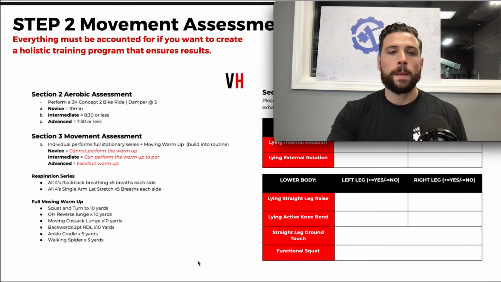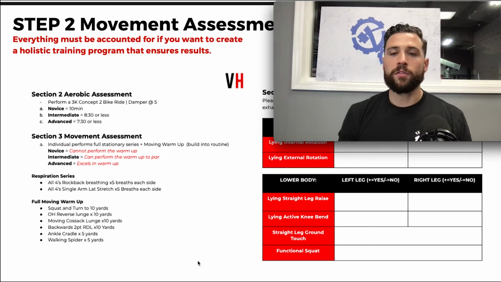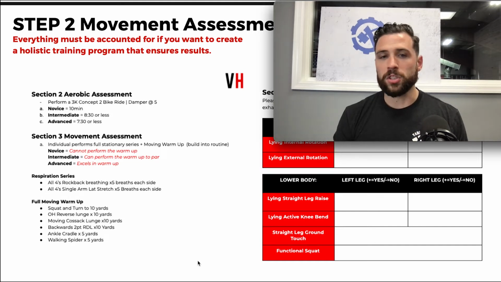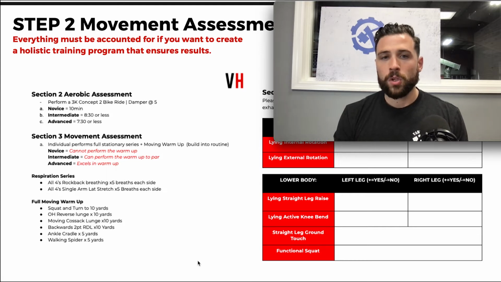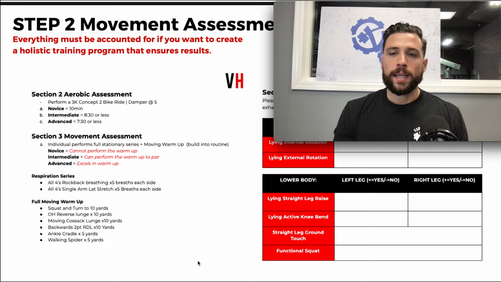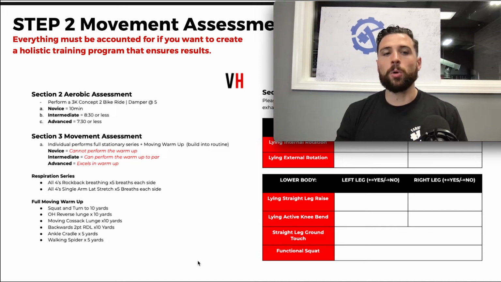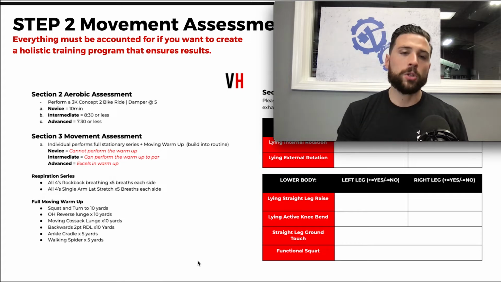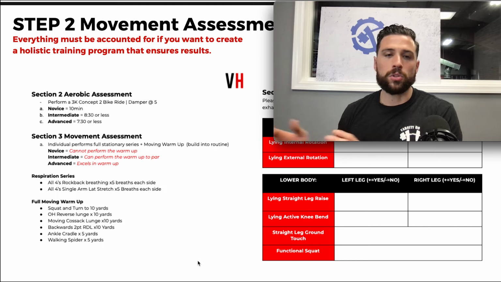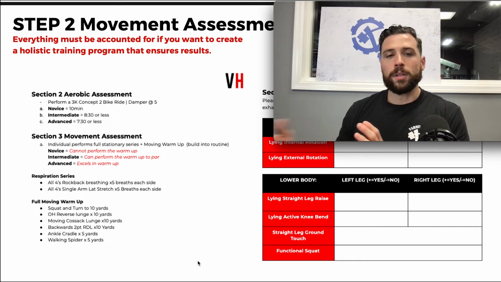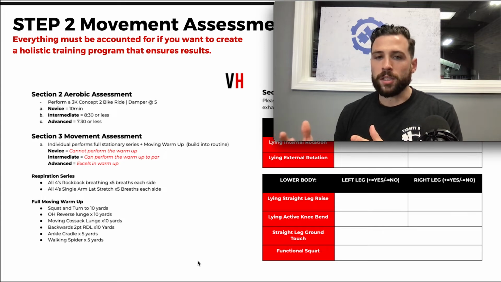Step 2, this is our movement assessment. So here we have 3 different sections. We have an aerobic assessment. Right? An aerobic assessment is important because of what we mentioned in the energy system development. I want to see aerobically, where are you? And the times on here aren't truly relevant to the energy system being used in terms of oxidative. They tap in a little bit. It's kind of glycolytic, but it's also just to see your work capacity, right?